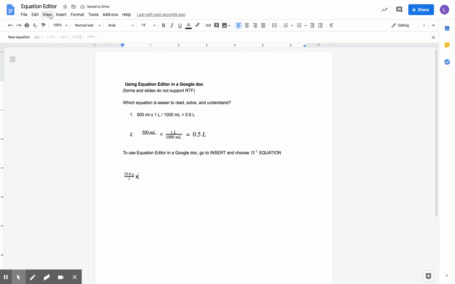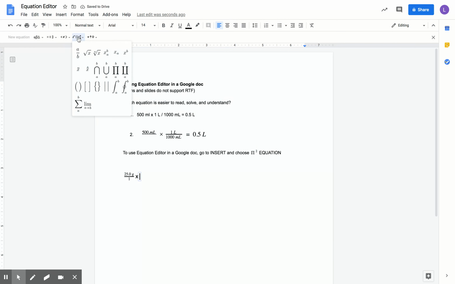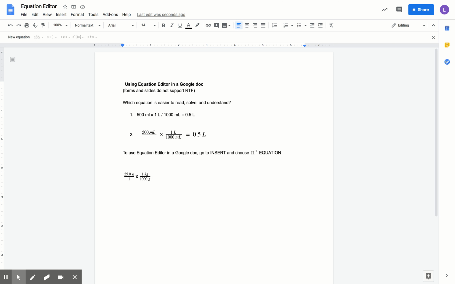And we can go up to Equation Editor again and insert another equation. And we'll, again, use our fraction. And we will, let's convert this to kilograms. So we'll put 1 kilogram on the top. And on the bottom we know that there are 1,000 grams in a kilogram. And then we can do an equal, and we can type our answer.